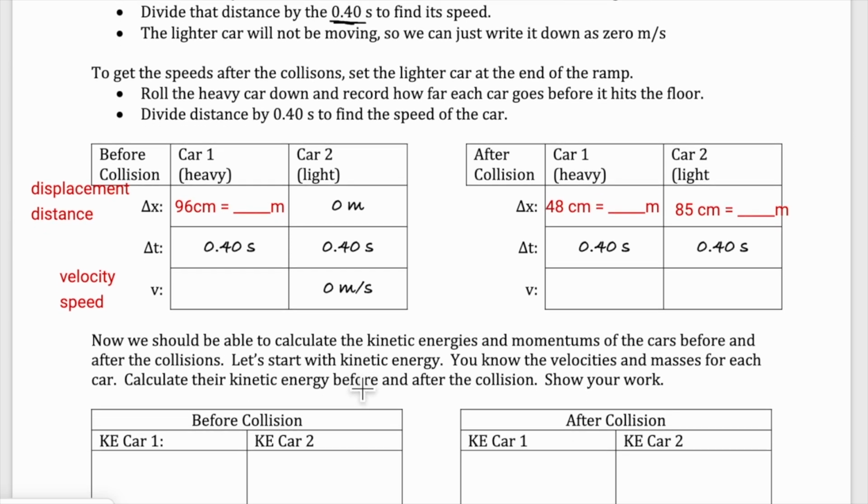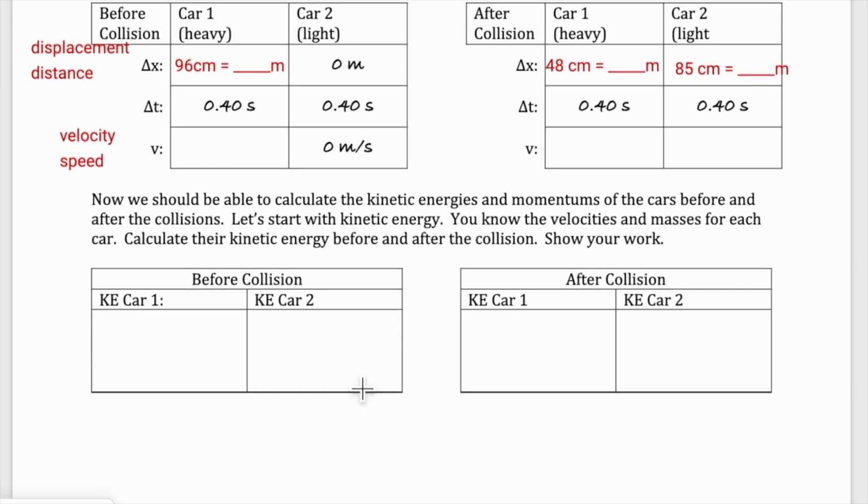Now down here, we want to calculate the kinetic energy. It helps if you remember what the formula for kinetic energy is. Well, the formula for kinetic energy, if you'll recall, is KE equals 1/2 mv squared.